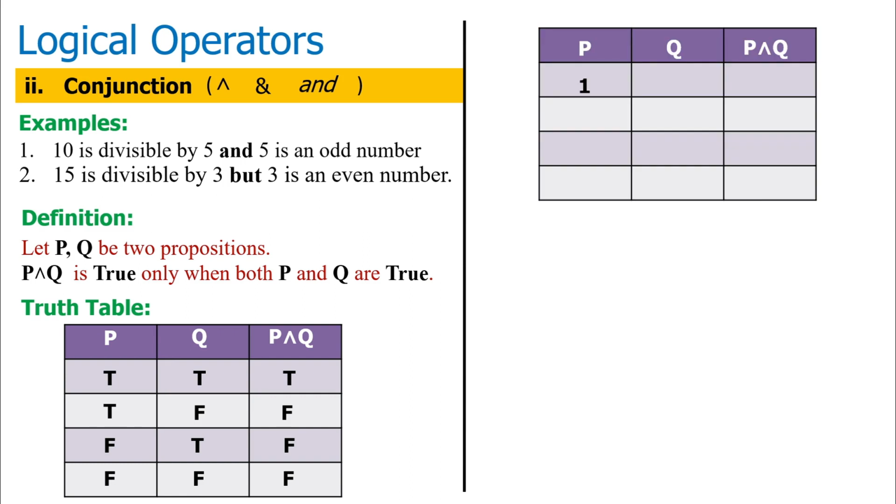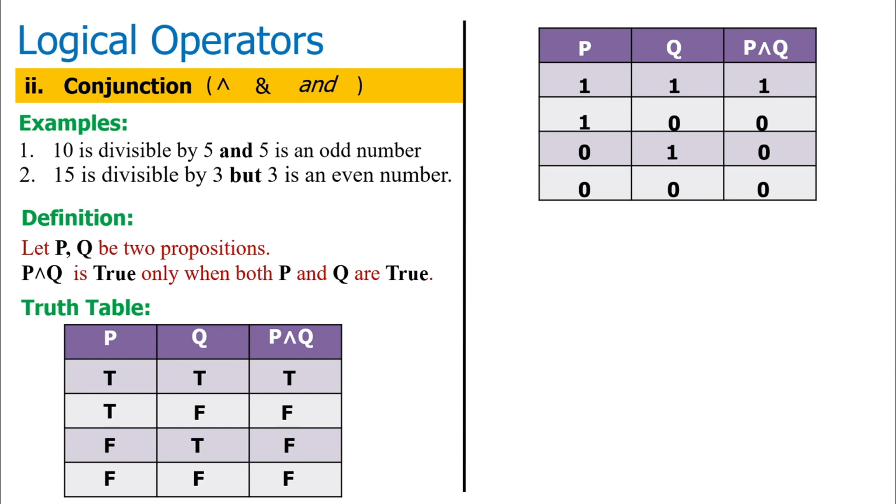If P is 1, Q is 1, then P conjunction Q is 1. If P is 1, Q is 0, then P conjunction Q will be 0. If P is 0, Q is 1, then P conjunction Q will be 0. If P is 0, Q is 0, then P conjunction Q will be 0. From this table also, we can observe that P conjunction Q will be 1 only when both P and Q are 1.